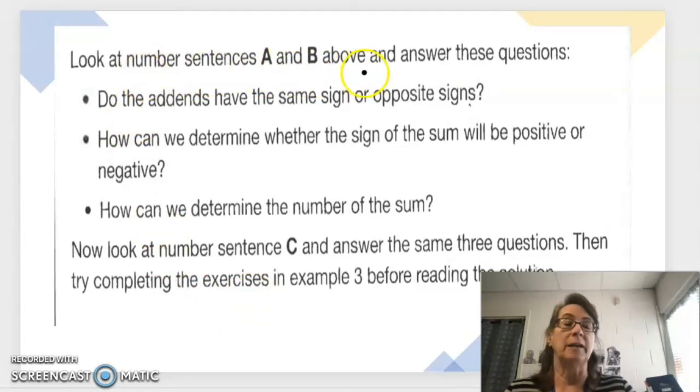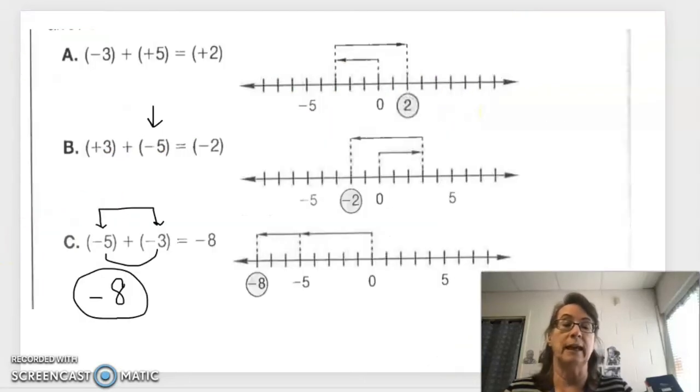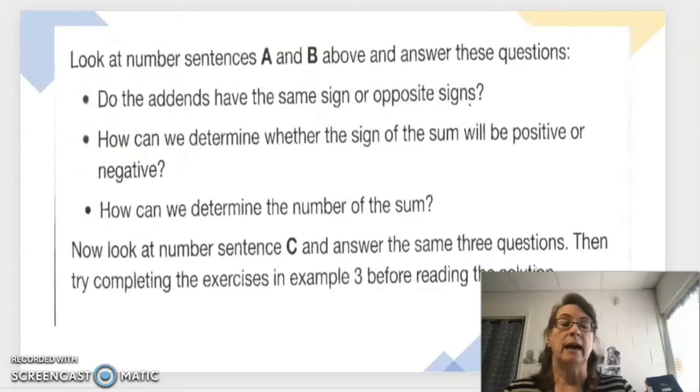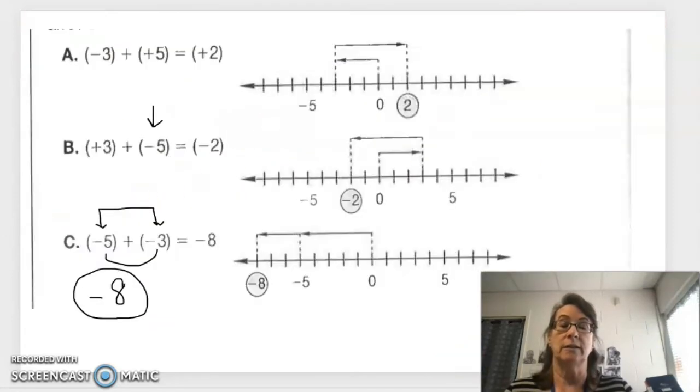Look at number sentence A and B above and answer these questions. Do the addends have the same sign or opposite signs? Okay, well, on A and B, they had opposite signs, negative, positive, positive, negative. Okay, how can we determine whether the sign of the sum will be positive or negative? So when we're looking at it, we're going to ask, what is the biggest absolute value? This one has a +5, so the sign will be positive. This one has a -5, which is a greater absolute value than the 3, so the answer is going to be negative.